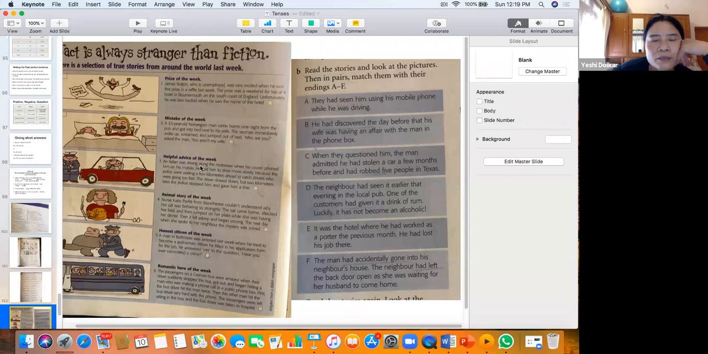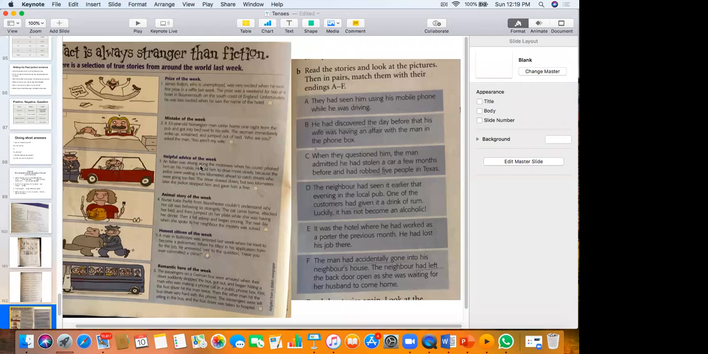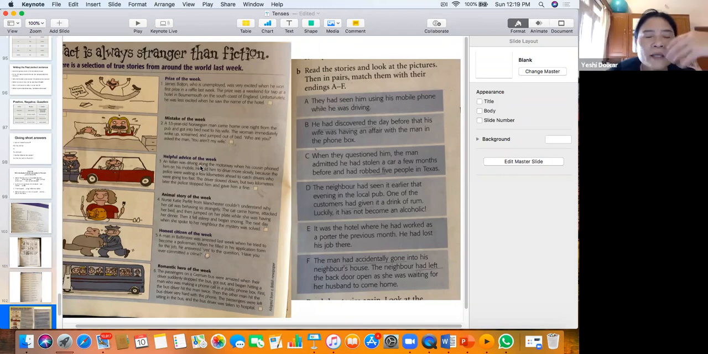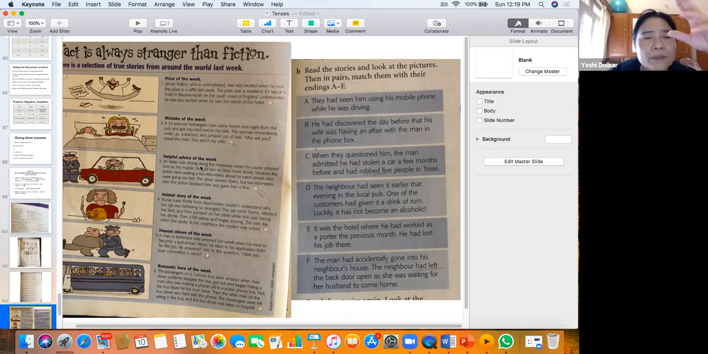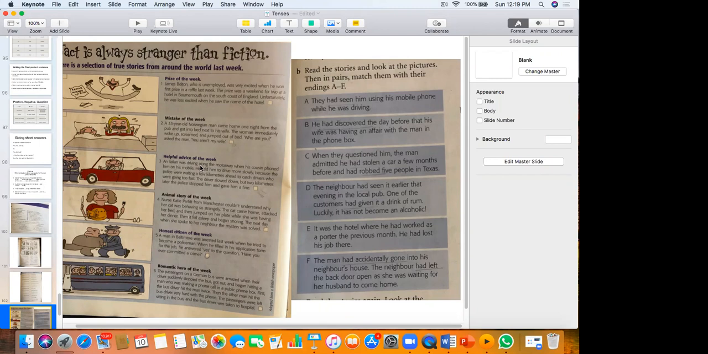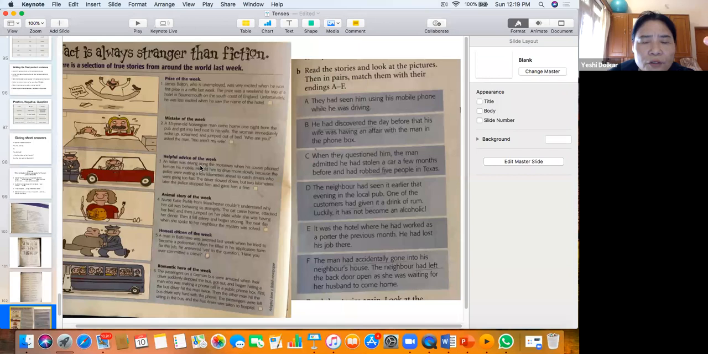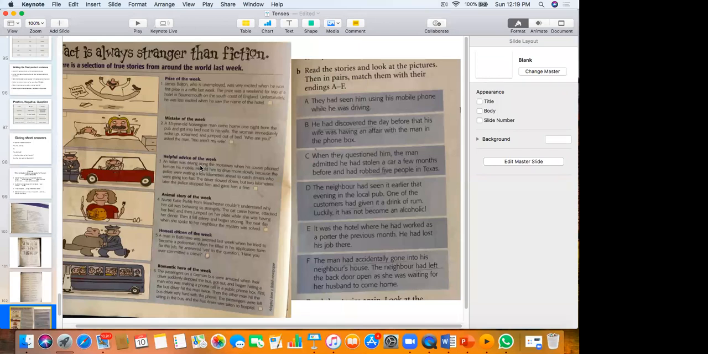Wait, listen. The man had accidentally gone into his neighbor's house. He returned from a pub where he had drunk a lot. When he went into bed, the woman who was sleeping in bed screamed and jumped out. When he looked at her, he came to know that she was not his wife. So, what had happened? The man had accidentally gone into his neighbor's house.